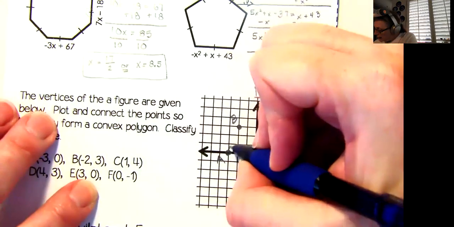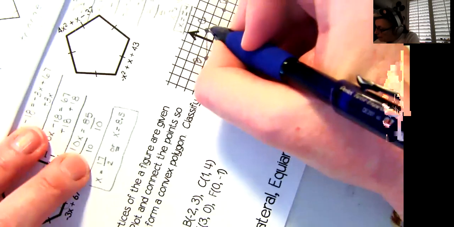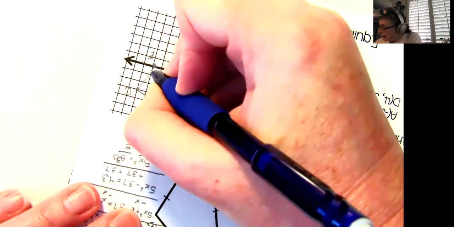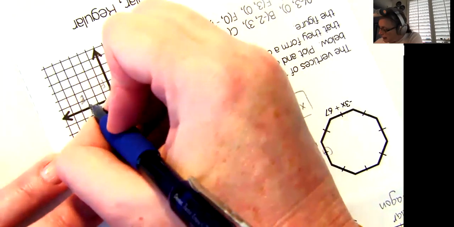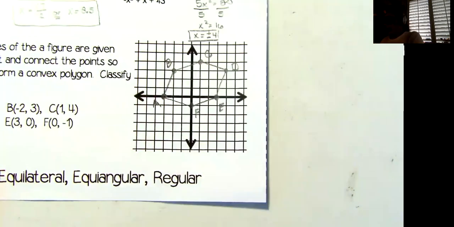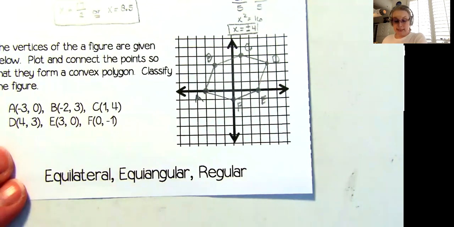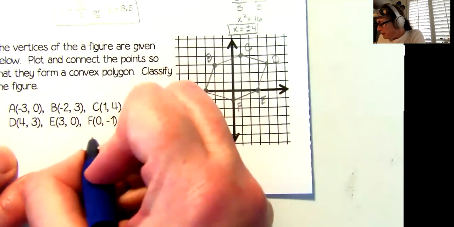So I'm just going to connect my points here. There we go. Because it is a six-sided figure, if it has 6 vertices, it's going to have 6 sides, and 6 sides is a hexagon.